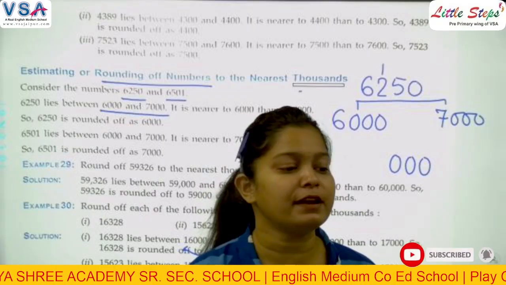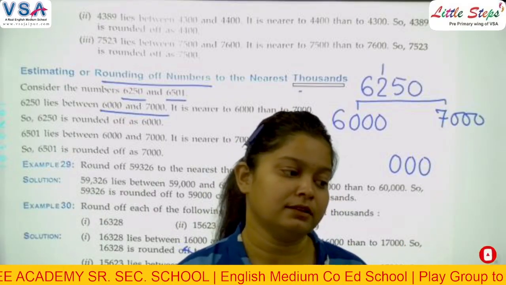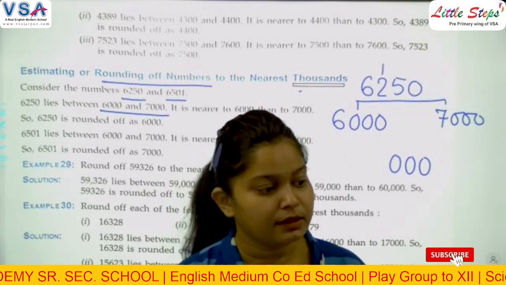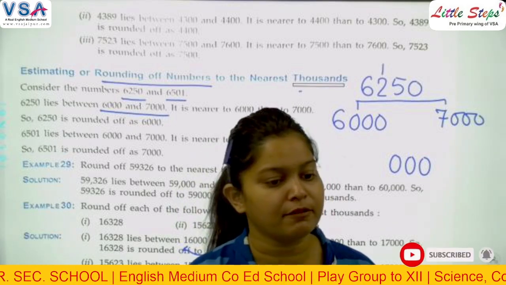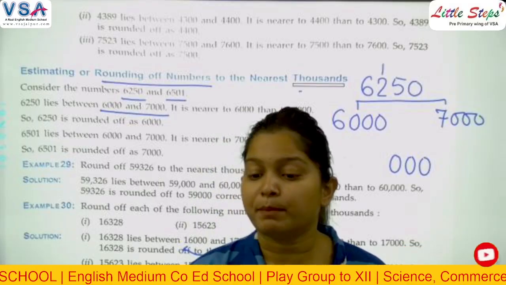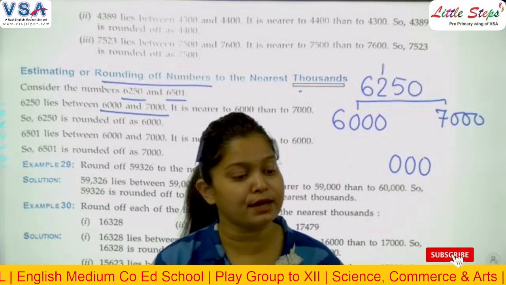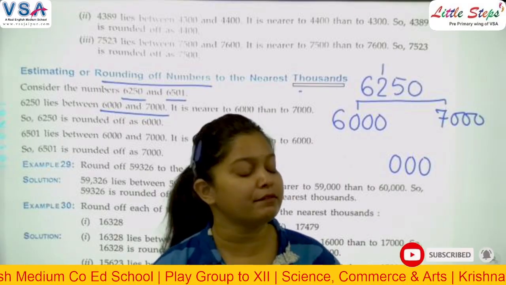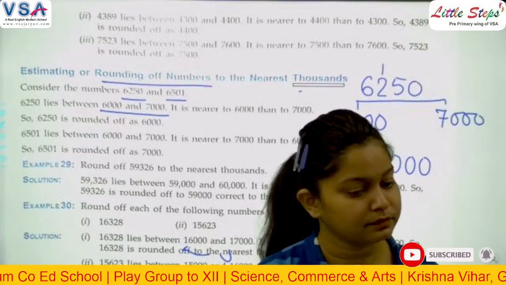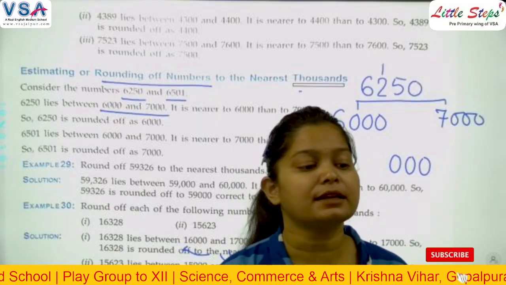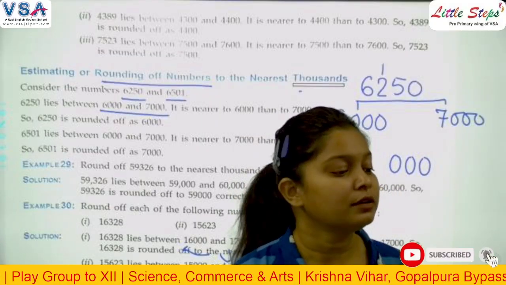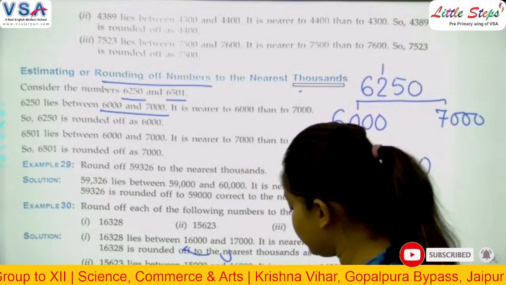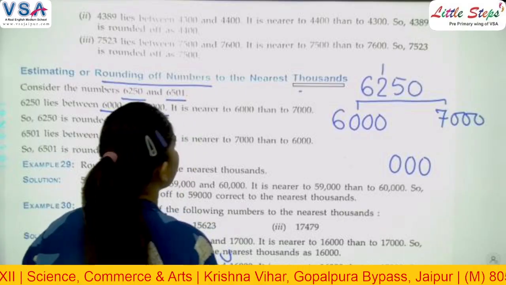the number will never become greater. The number will be the same as the number given in the question. But when we have the numbers 5, 6, 7, 8, 9, these are numbers greater than 4, then we have to add 1 in the next number. That's how we will do round off.